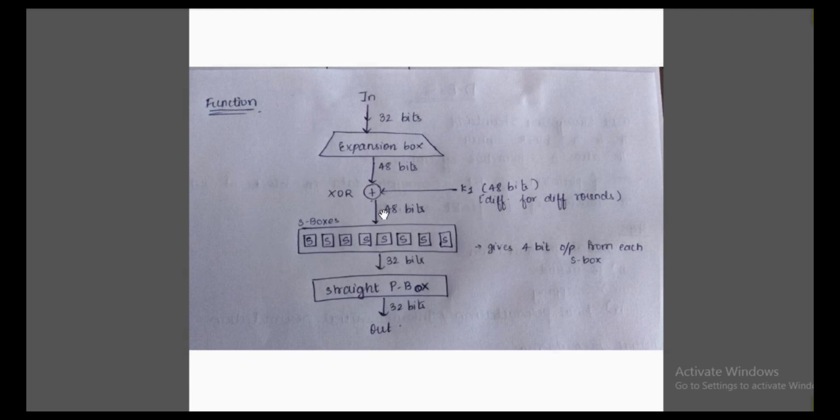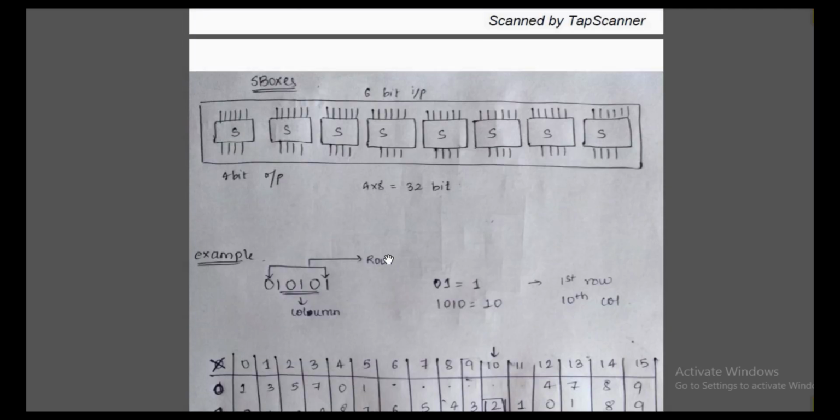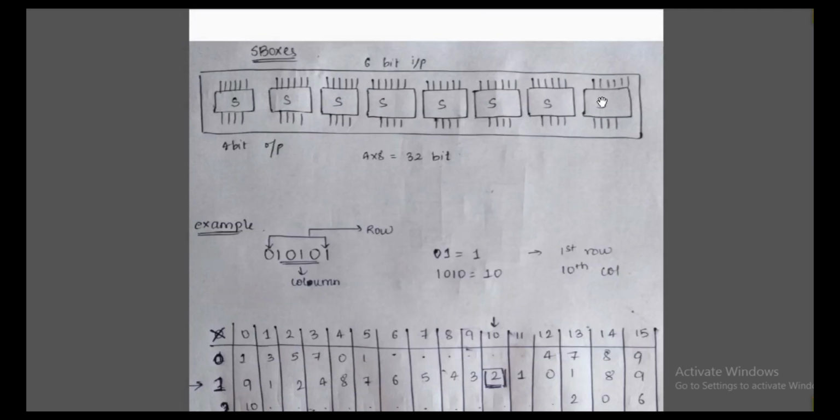Now let us see what happens in the SBoxes. So this is the SBox. In this we have 48 bits as input, and for each SBox we'll give 6 bits as the input. This way the 48 bits will be covered, and each SBox will produce a 4-bit output. Since each 6 bits will produce a 4-bit output, we have 4 into 8 equal to 32 bits as the output.